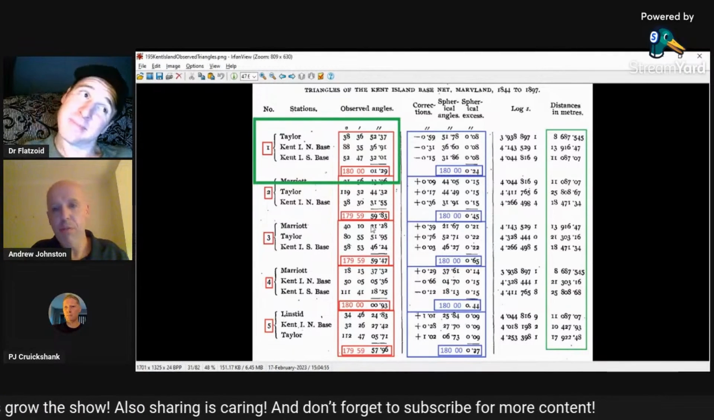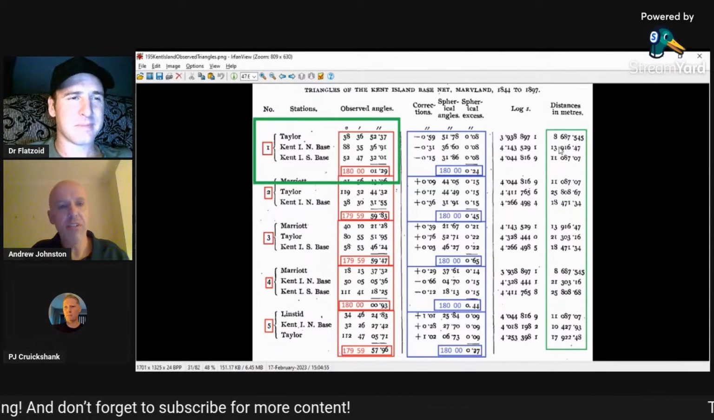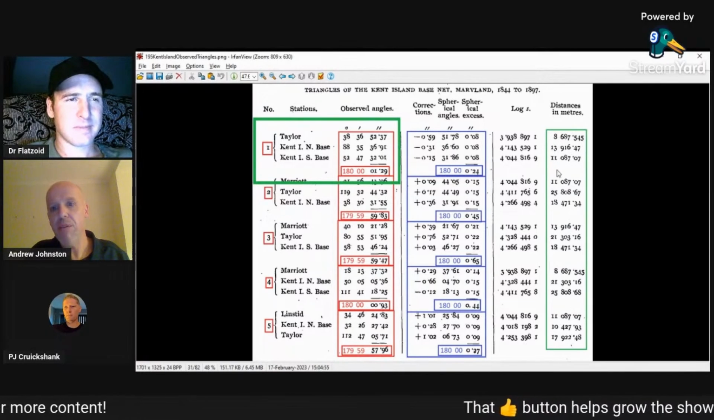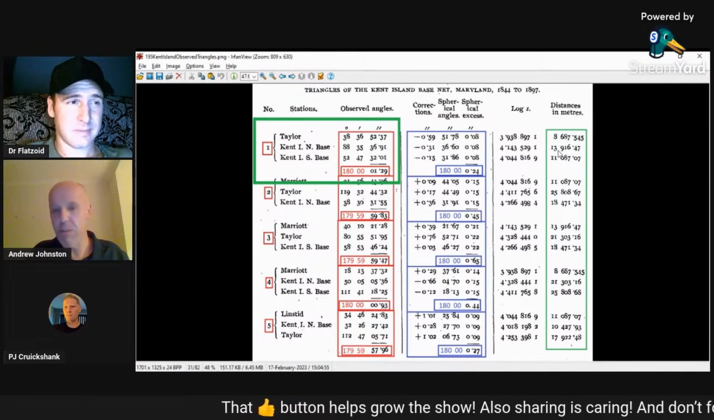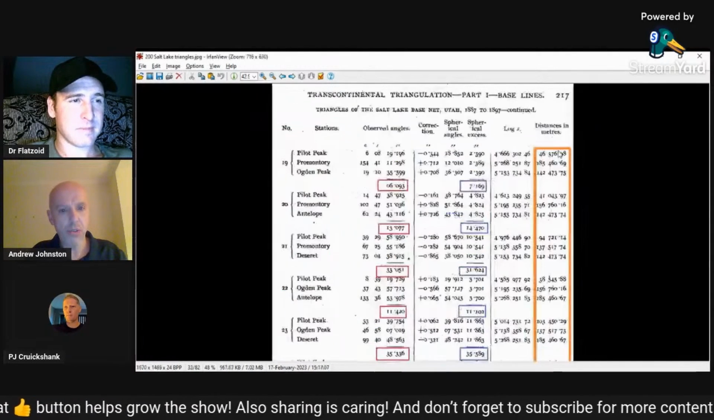So just briefly before we go, if we look over here on the right of the screen, you'll see the distance of the sides of these triangles. It's in meters. So if we look at this first section, we've got 8, 13, and 11 kilometers. So there's a modestly sized triangles in terms of geodetic surveying.